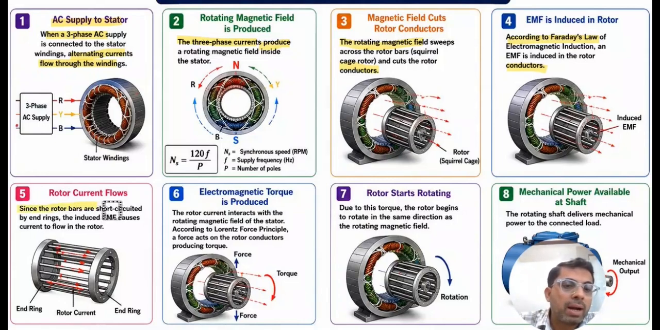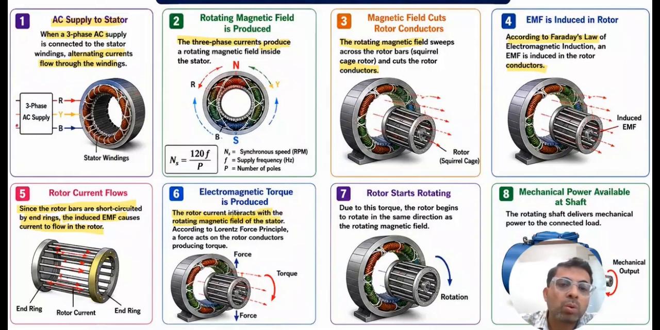Since the rotor bars are short circuited by the end ring, this is the end ring, the induced EMF causes a current to flow in the rotor. What will happen? The current is flowing into the rotating part, and the rotor current interacts with the rotating magnetic field of the stator. स्टेटर के यहाँ पे मैग्नेटिक फील्ड है, ये पहले स्टेप, दूसरे स्टेप में बताया मैंने, एंड रोटर में करंट आ गया.